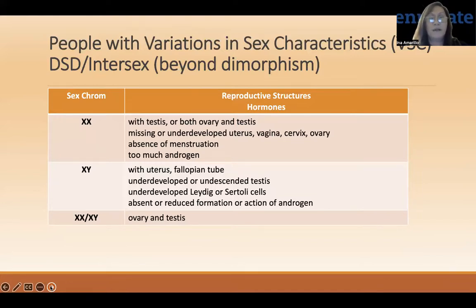Say, for example, an XX individual could have testes, or both ovary and testes, or there will be absence of menstruation, or there will be too much androgen. And then for XY individuals, some of them would have a uterus or fallopian tube, or they may have underdeveloped or undescended testes, and so on. Next slide, please.